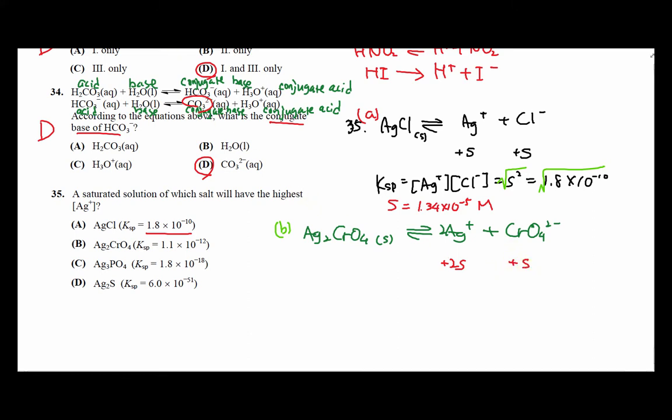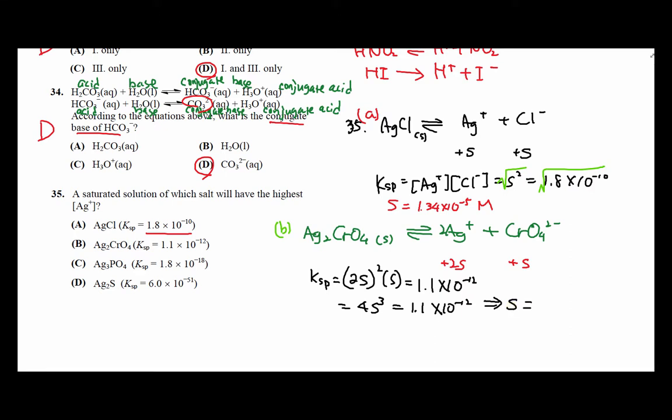In the KSP equation, we have 2s squared and then s. That's equal to 1.1 times 10 to the negative 12. Then when you square the 2s, you get 4s squared times s, you get 4s cubed equals 1.1 times 10 to the negative 12. That eventually sets s equal to, let's see what I got.